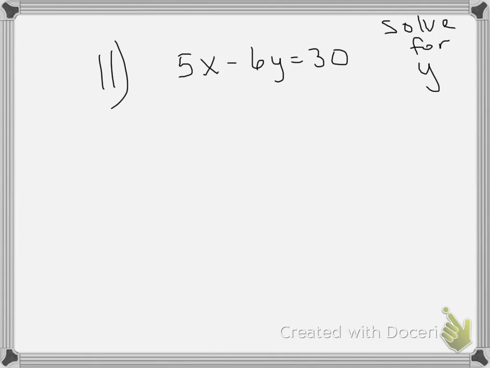Okay, here's question number 11 on the Unit 1 review. If you notice, this one's asking us to solve for y. We have two variables, an x and a y, and we're going to have a lot of fun with these as the year goes along, just to let you know. Alright, so we have to solve for y.